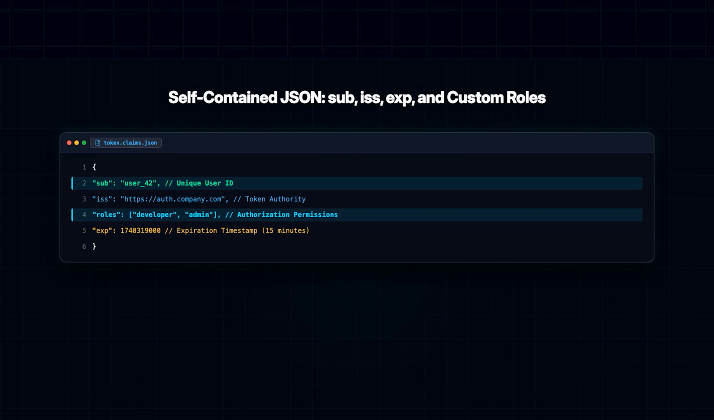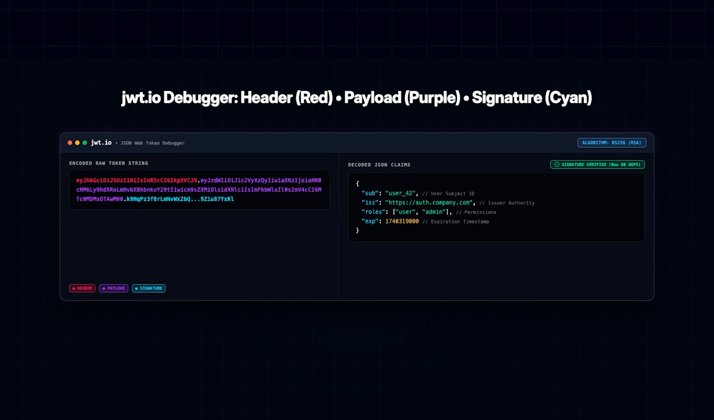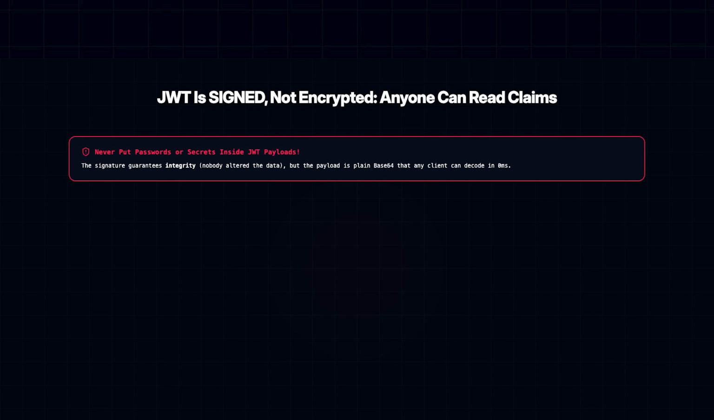A JWT can contain claims inside the token itself. For example, it can contain user ID, who issued the token, which API the token is meant for, when the token expires, and maybe roles or scopes. A JWT is also normally signed. So, when the API receives the token, it can verify that the token came from someone it trusts and that claims were not changed. But signed does not mean encrypted. A normal signed JWT can usually be decoded and read. So never put passwords, API secrets, or sensitive information inside a normal JWT payload.